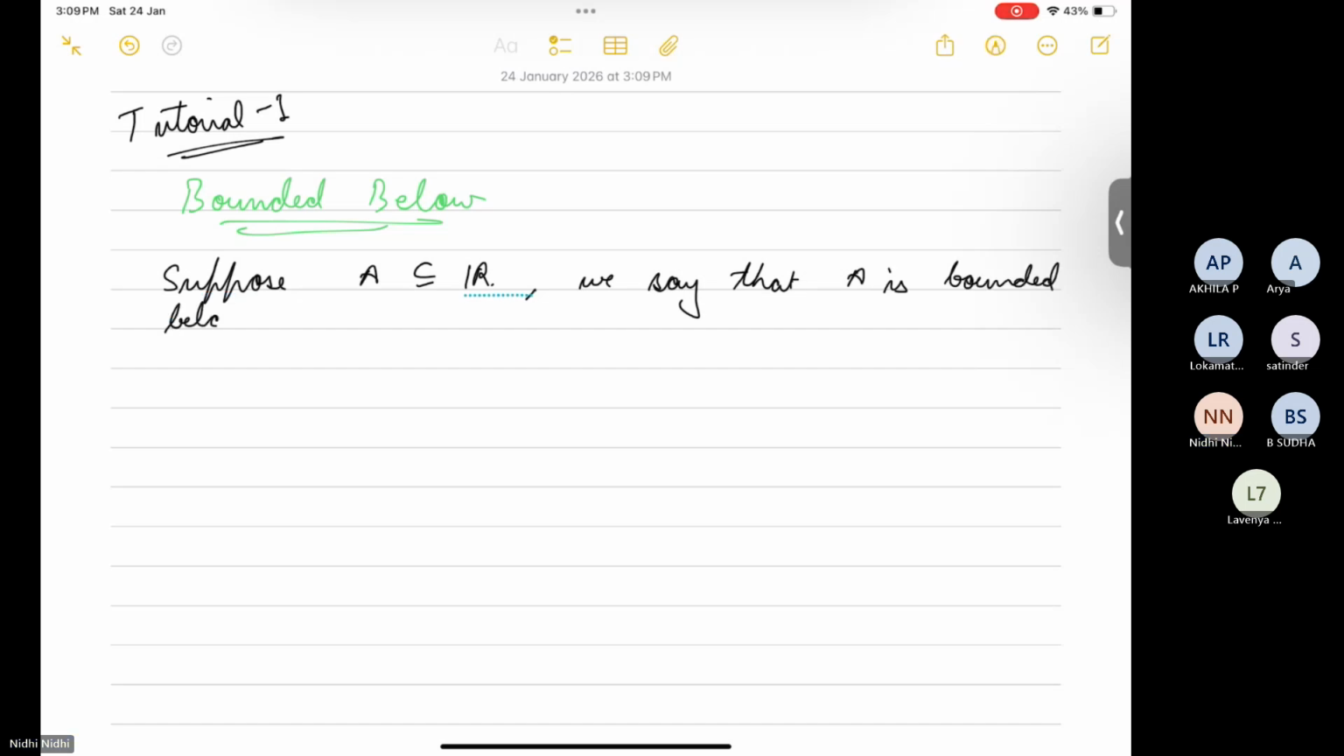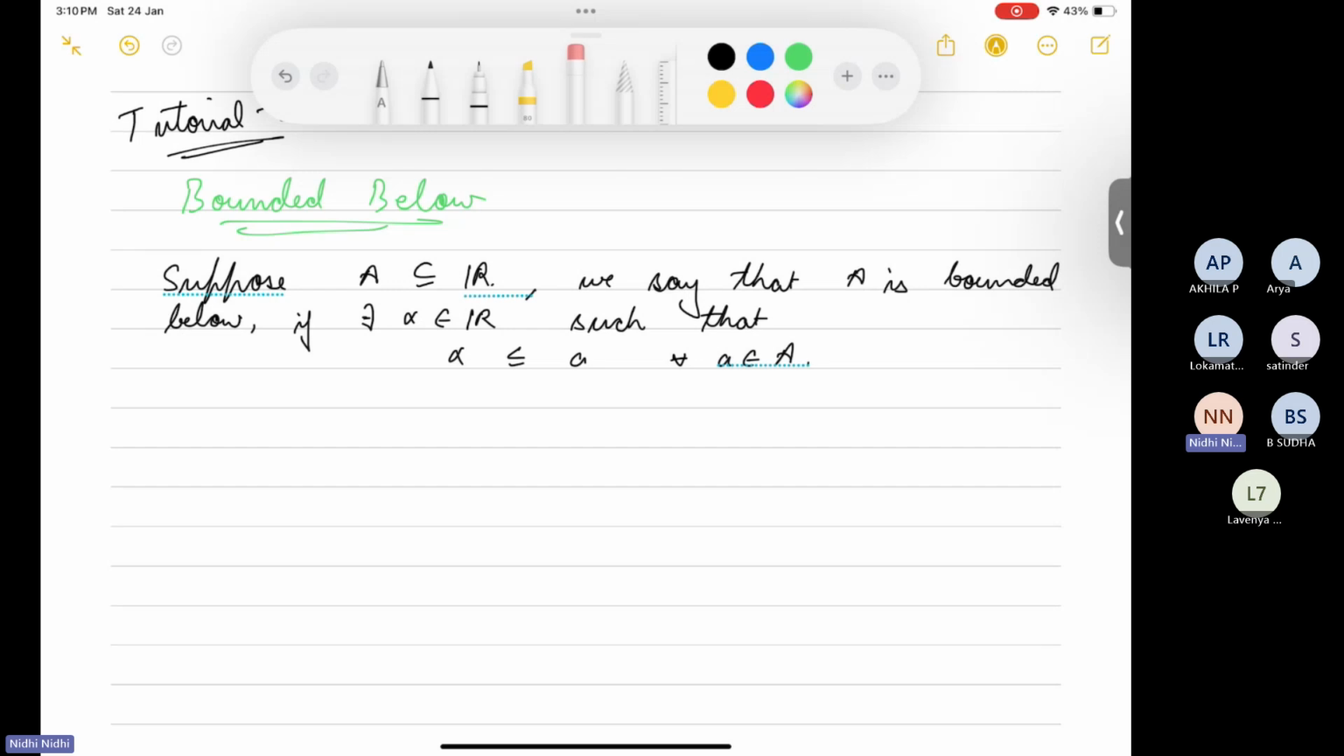if there exists some real number alpha, which can be any real number and need not be an element of A, such that alpha is less than or equal to a for every a in A. That means we have a collection of some real numbers in R, we call it A, and we are saying that it is bounded below. By bounded below, we mean that we can find a real number that is less than or equal to every element of this set.